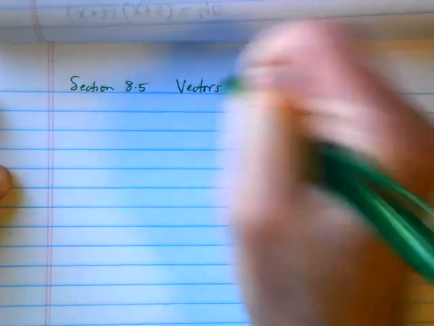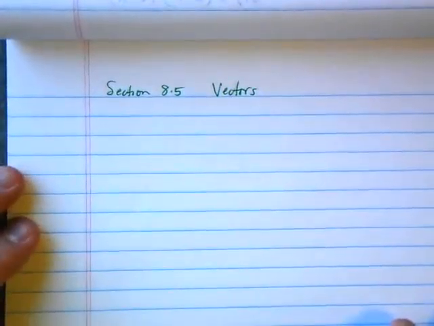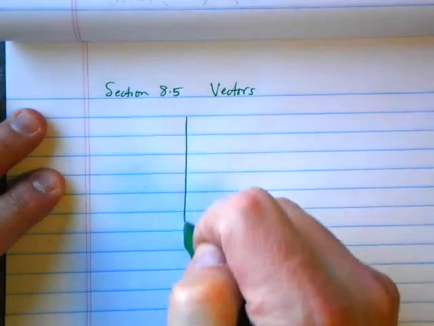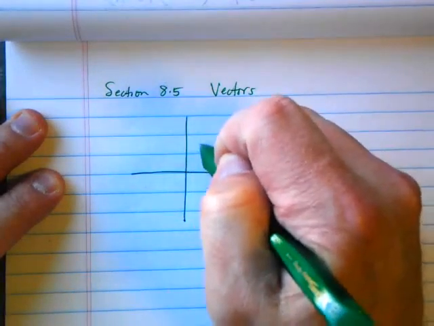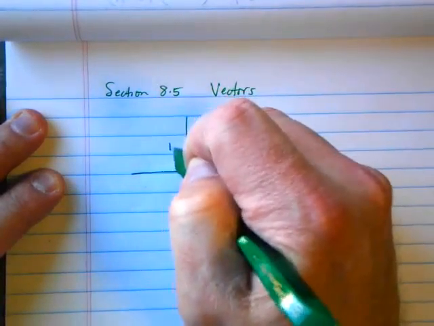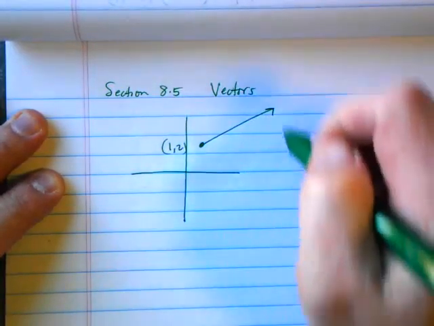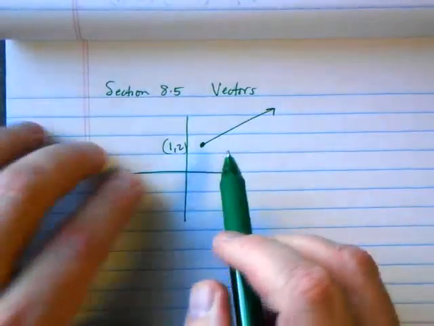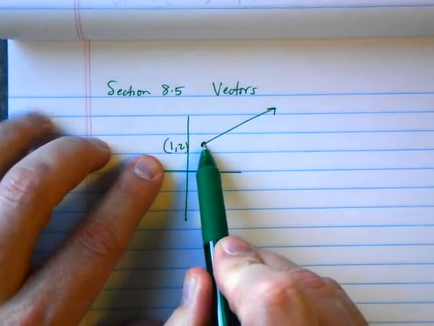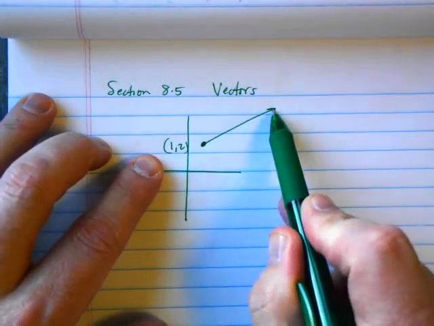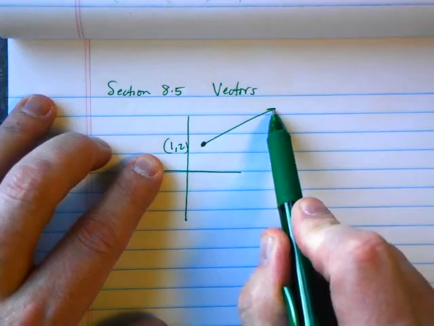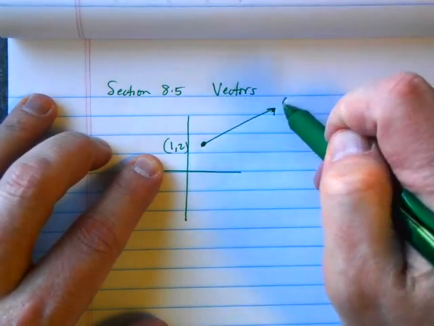And we were looking at vectors. Let's see, so I might have a vector that starts at the point 1, comma 2, and ends over here. What would you call this point? What's a reasonable answer? 4, 5. 4, 5? Okay.